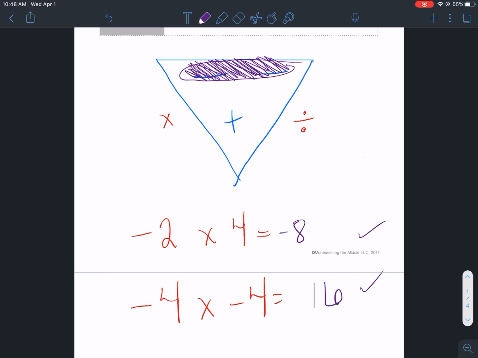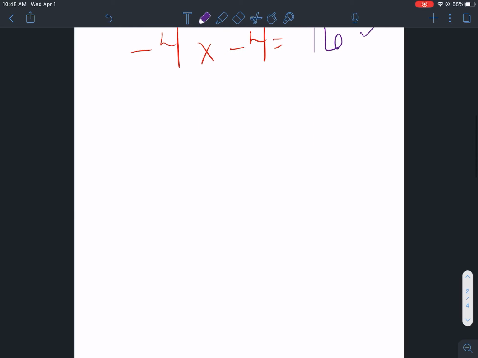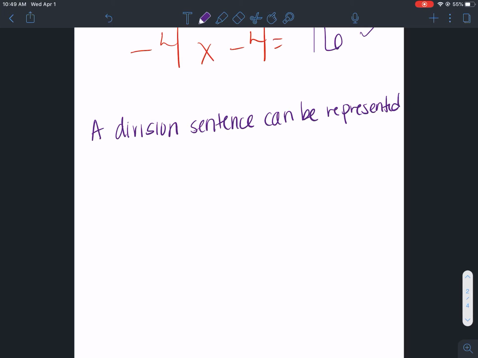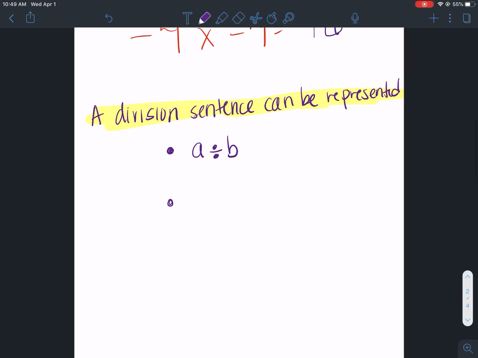And that's my answer. Now, the other thing I want to review, because you will see this on your IXL. Write this down. A division sentence can be represented in different ways. I'm highlighting this because this means you are going to write this down. One way I can show a division sentence is by saying A divided by B, using the division sign, we know that. The second way I can show this is by writing A divided by B with the long division symbol. First number goes in, second number goes out.